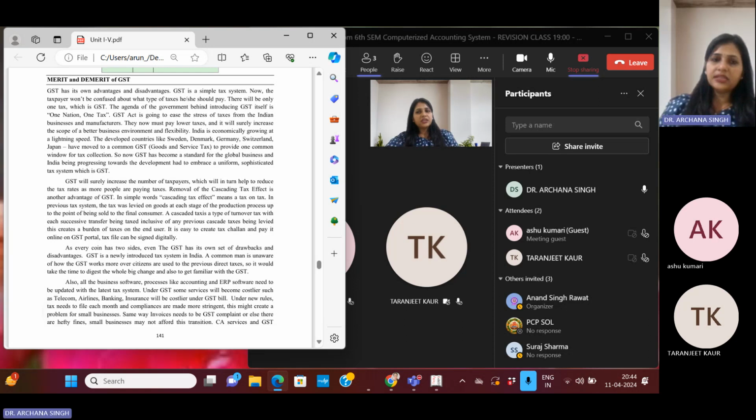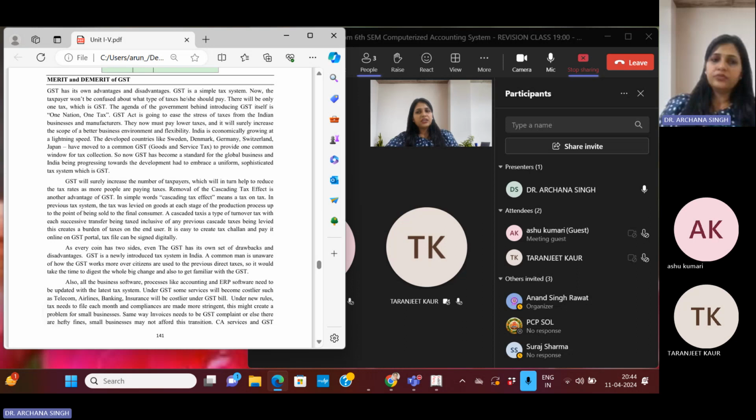Now about tax on tax. So previous tax system जहाँ पे हम एक के बाद एक tax पे tax करते थे, that has been removed. Every coin has two sides, like GST has introduced. So whenever anything is introduced, it has pros and cons. So these were the pros, and what are the cons, what are the negative sides, or you can say what are the limitations. So GST has its own set of drawbacks or disadvantages or limitations.